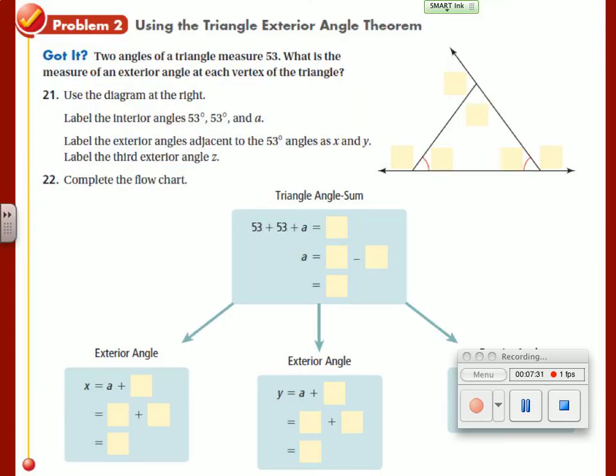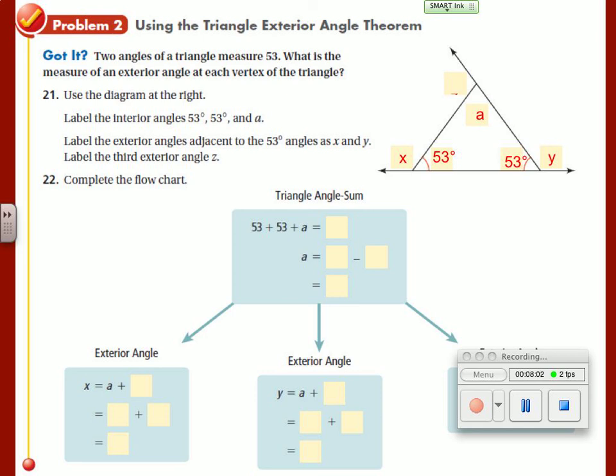First thing we're going to do is follow the instructions here. Two angles of a triangle measure 53. What is the measure of an exterior angle at each vertex of the triangle? Label the interior angles 53 degrees and A. We know that the two angles are 53 degrees at the bottom because we have the congruent symbols, so they have to have the same measure. Label the exterior angles adjacent to 53 degrees X and Y. So there's X, there's Y. And label the third exterior angle as Z.